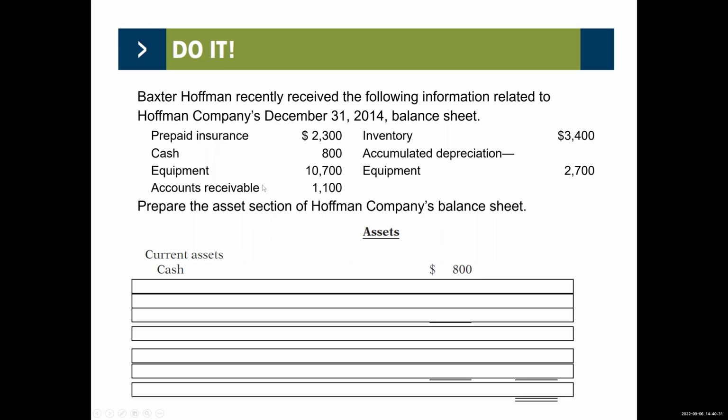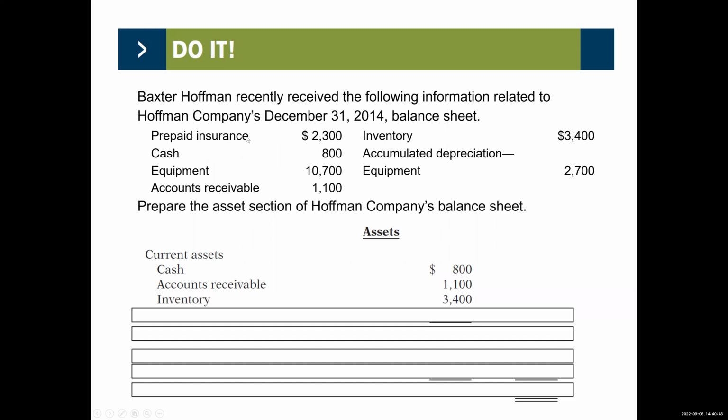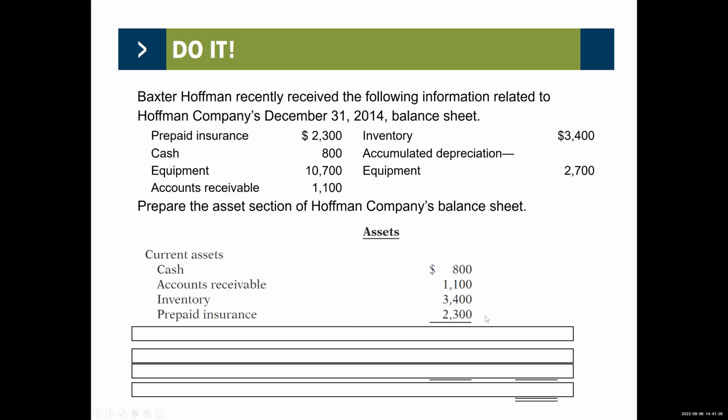Well, I know that accounts receivable is going to be used up and converted to cash within 30 days. So I think that's going to be next. Okay. Then finally, we got inventory, we got prepaid insurance. I'm going to go with inventory. And then finally, prepaid insurance. Prepaid insurance is always going to be in the current asset section. Matter of fact, the FASB says that even if the insurance policy is good for over a year, you still put prepaid insurance in the current section. So we'll put it there.